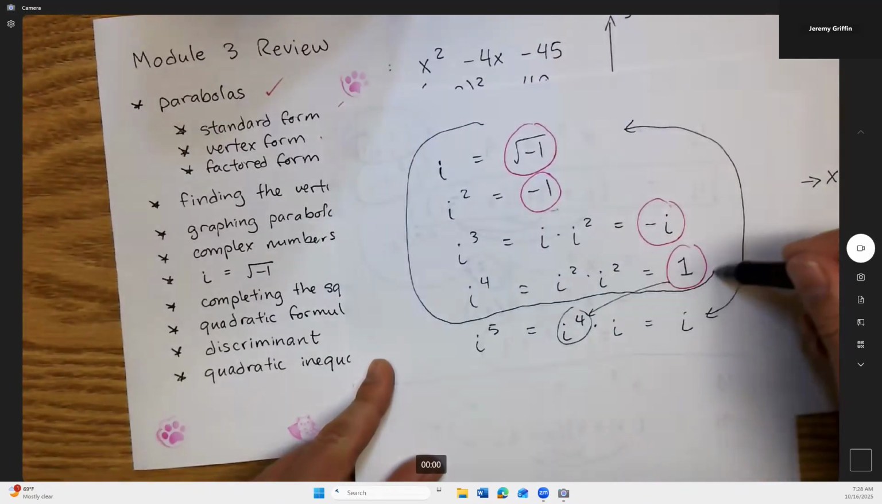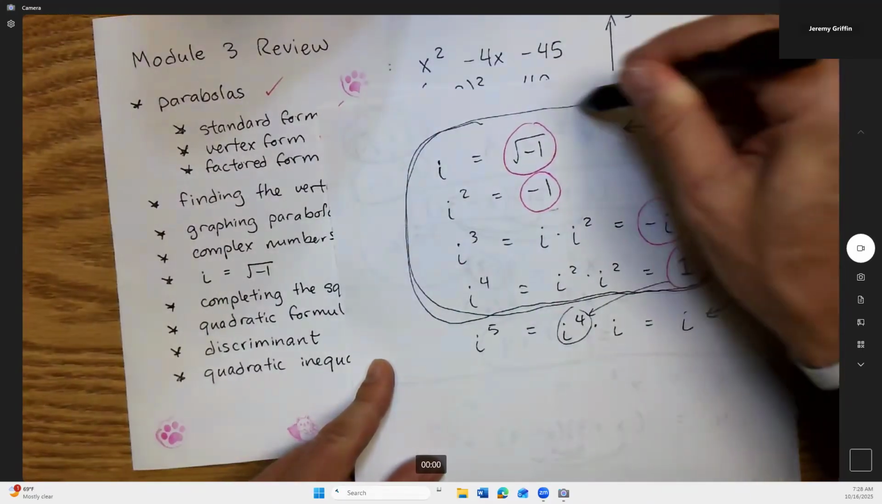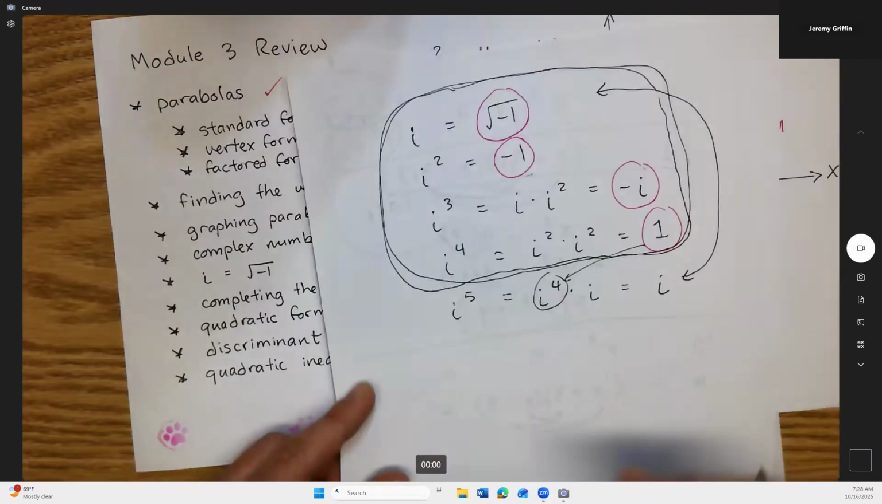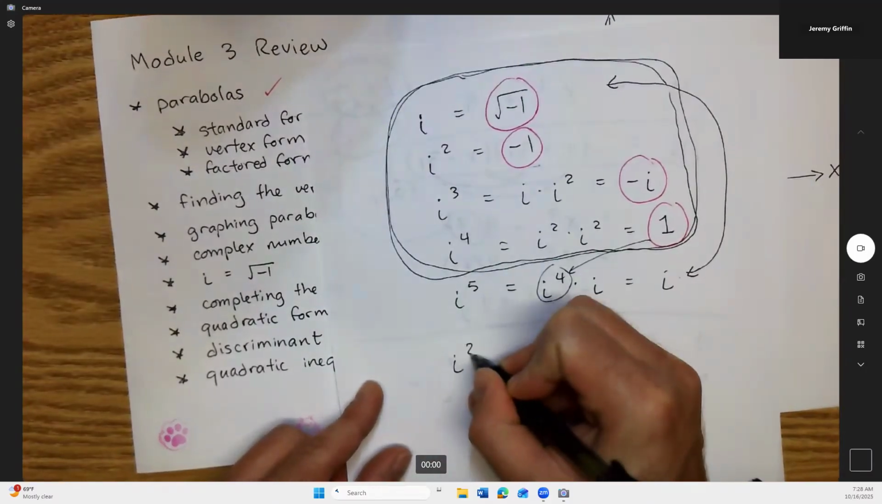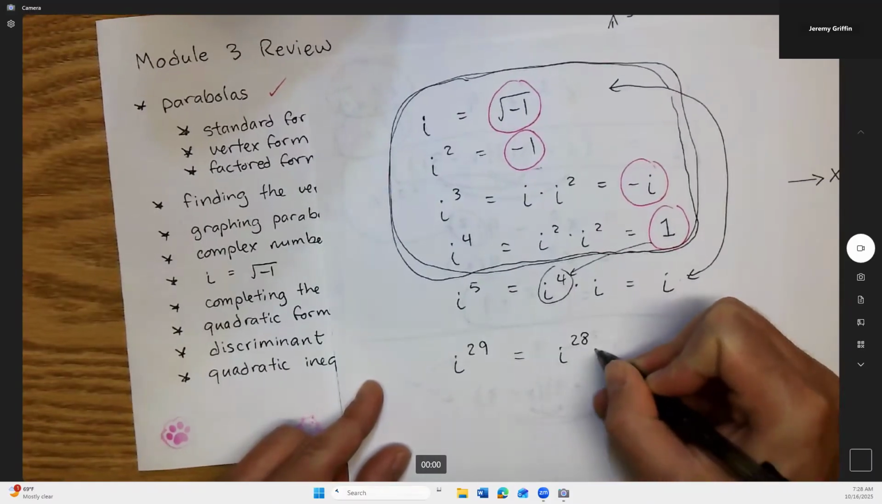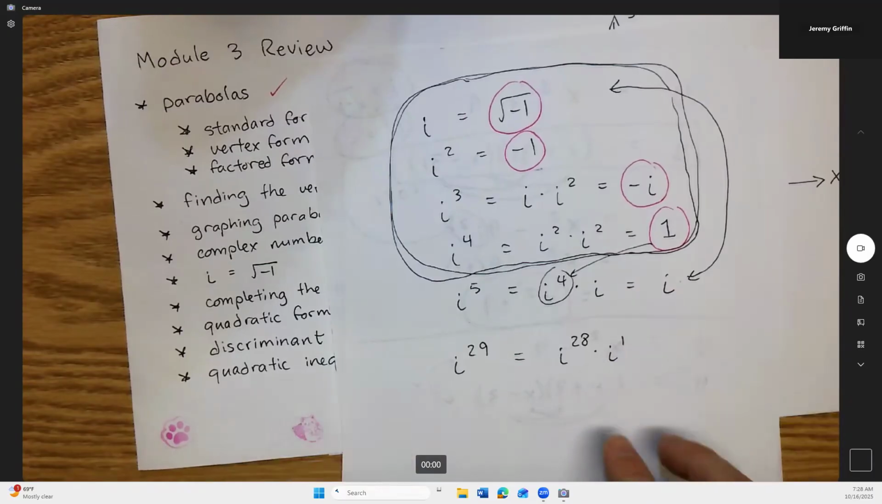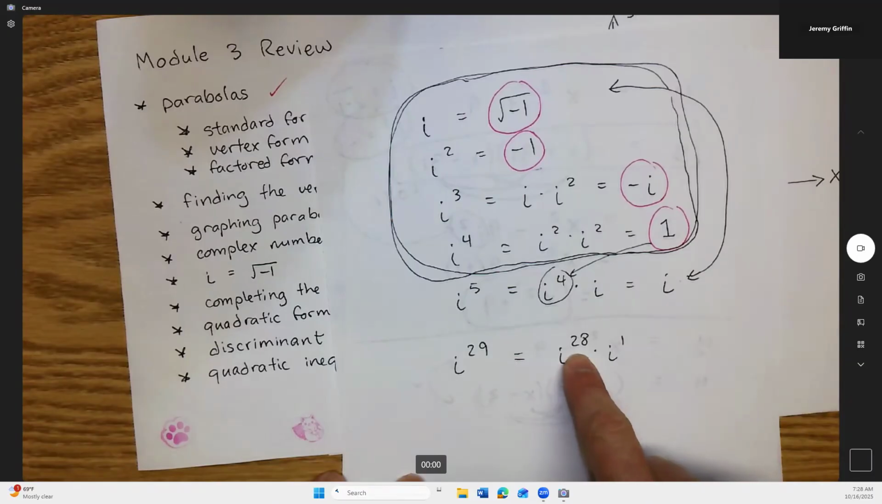Okay? And once you have any power on i that's greater than 4, it just follows multiples of 4. Some of you had a textbook question, something like, what's i to the power of 29? Well, that's the same thing as i to the power of 28 times i to the 1, because exponents add together like that, right? And 28 is a perfect multiple of 4.